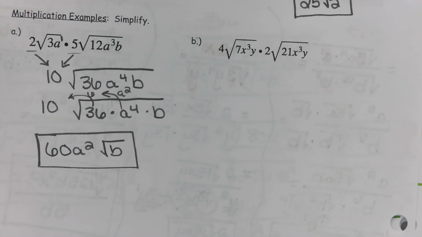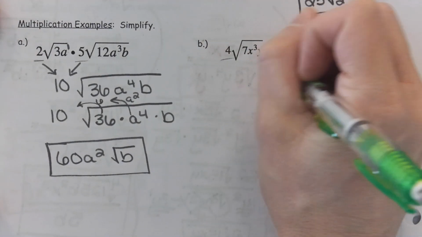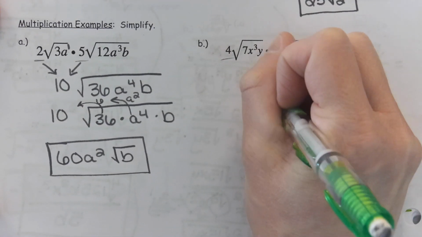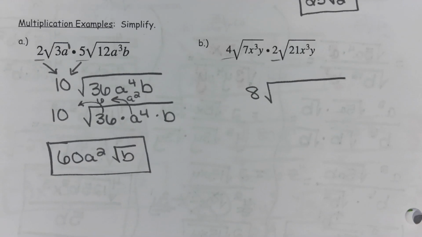All right, let's try part B. Very similar to A. 4 times 2? 8. So that's my out front thing. 7 times 21, I don't even know.